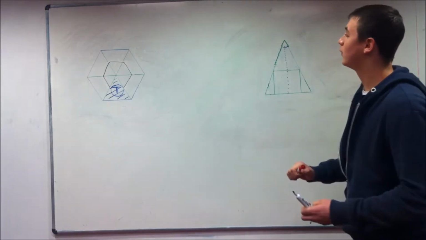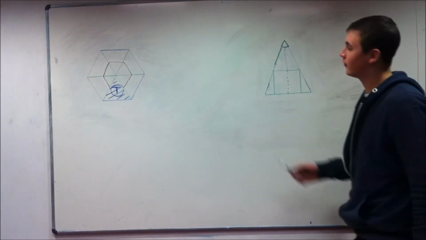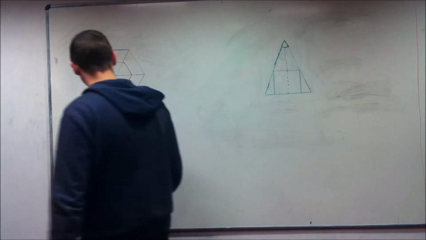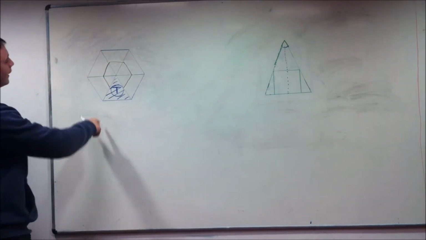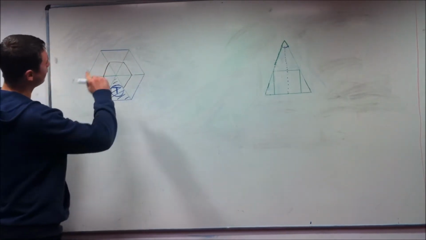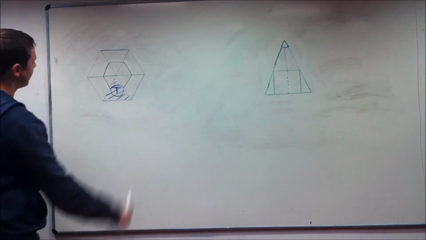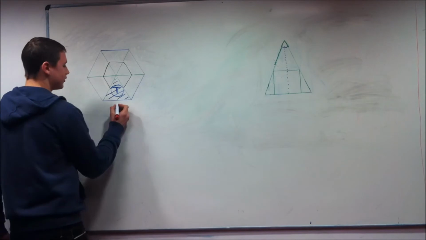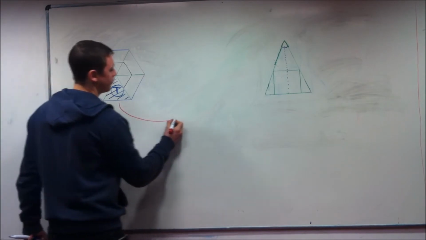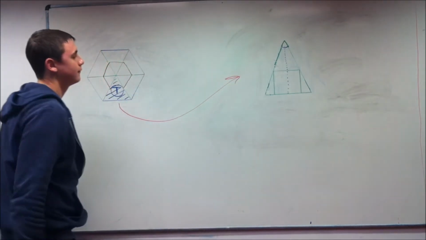I'm going to do an example of the optimization for a hexagon. To start with, we're going to draw the shape, and then we're going to split the shape into n amount of triangles, so 6 triangles in this case. Then we're going to take one of the triangles, just to work with one of them, and redraw it like this.